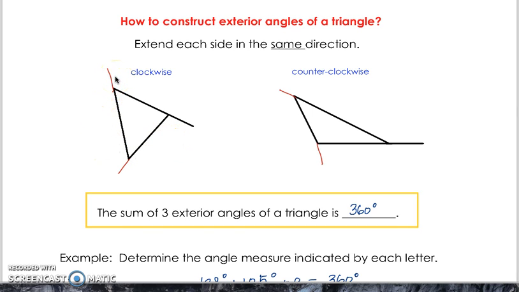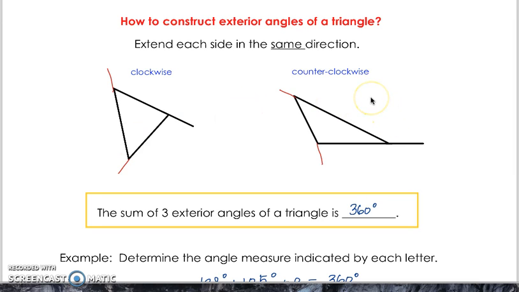And what do you notice? Well, the first exterior angle plus the second exterior angle plus the third exterior angle, once we complete all these walks, it looks like we have completed a circle.